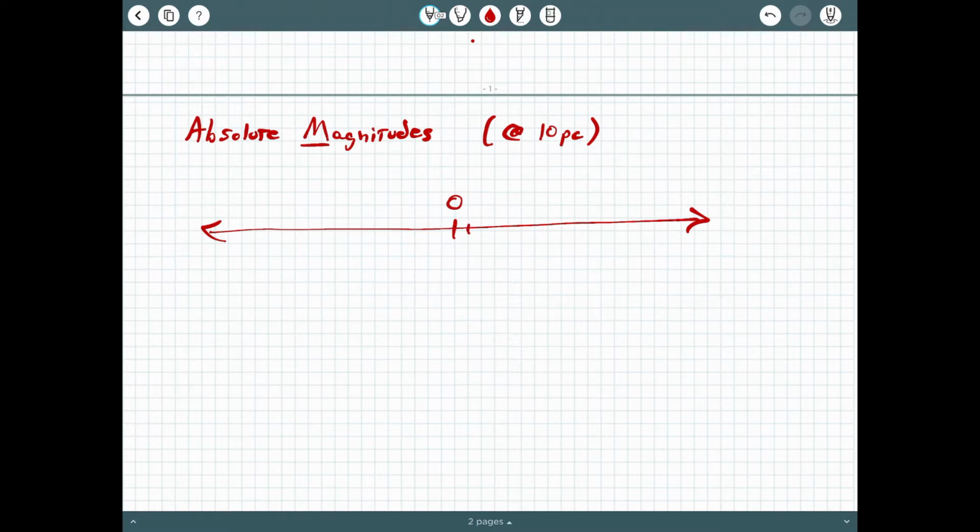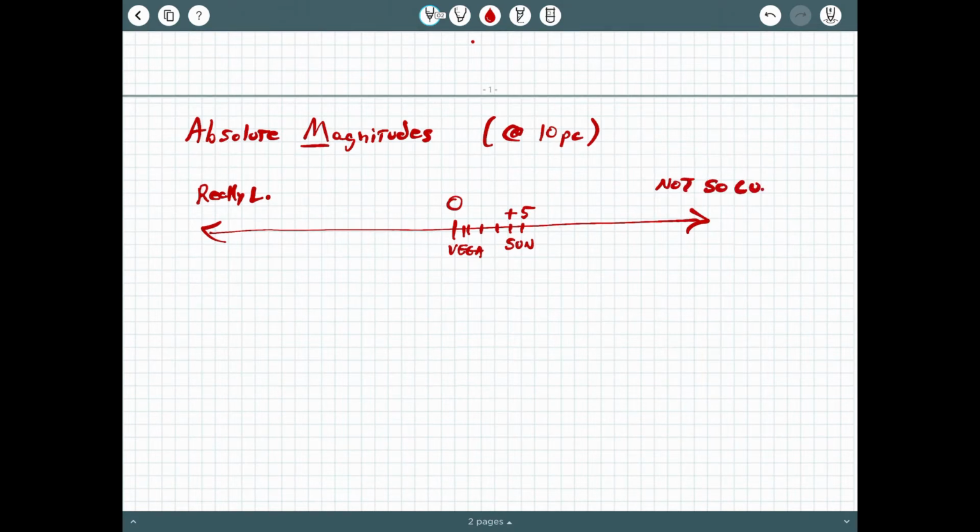And it turns out that the sun is really not all that bright at 10 parsecs. At positive 5, we have the sun. Vega is just a little bit above 0. For example, Betelgeuse is way over here someplace in the negatives. And still, things that are really luminous will have smaller values. Really luminous, high luminosity, and over here, not so luminous on the right-hand side.